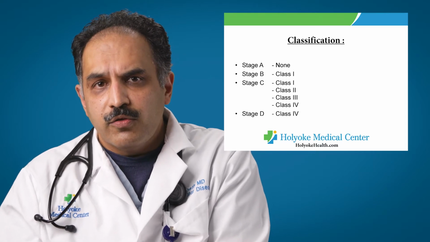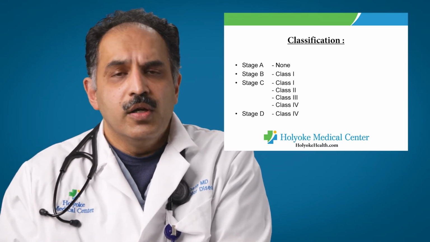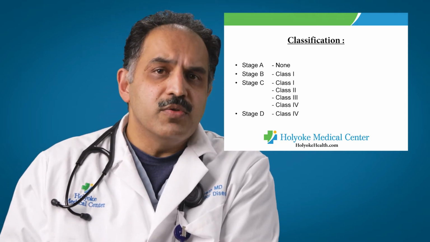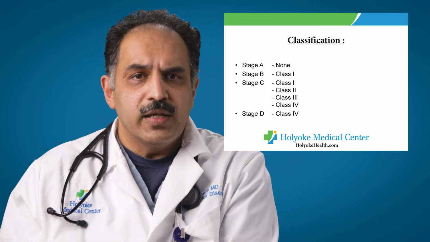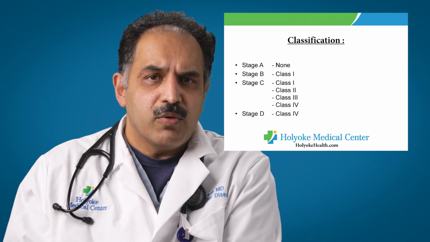Class 2 is they're getting symptoms with their daily physical activity or exertion. And class 3 is they're getting symptoms with minimal exertion or minimal day-to-day activity. And class 4 is when they develop symptoms at rest.